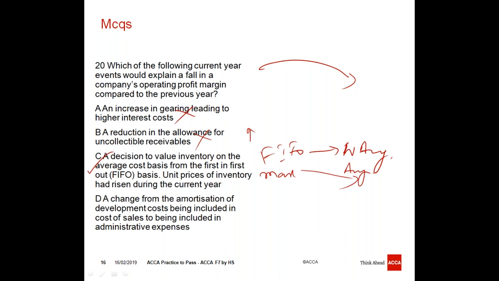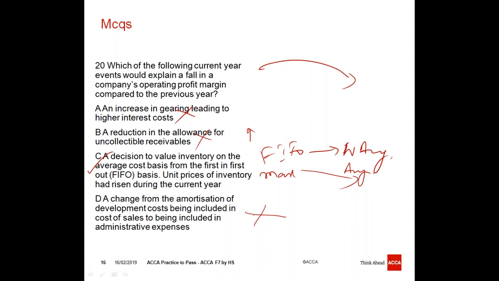D: A change from amortization of the development cost being included in the cost of sales to being included in the administration expense. So there will be no impact on the profitability when the company is charging amortization in cost of goods sold or in administration expense. The profit will remain the same.